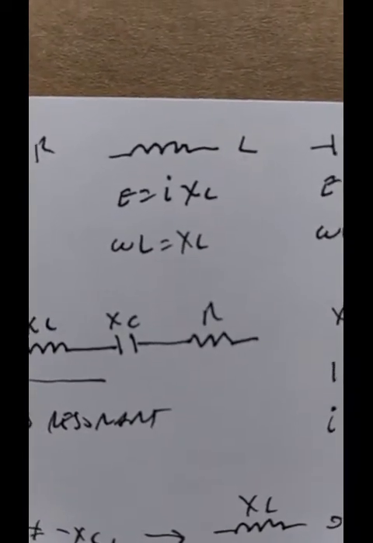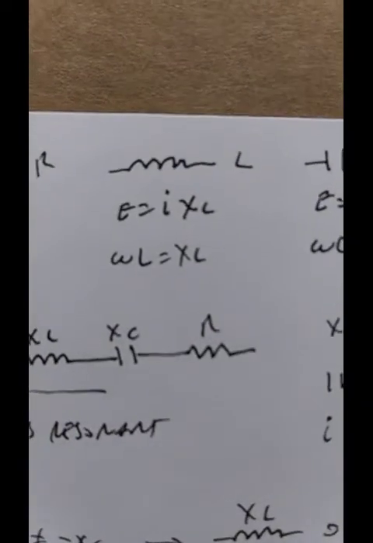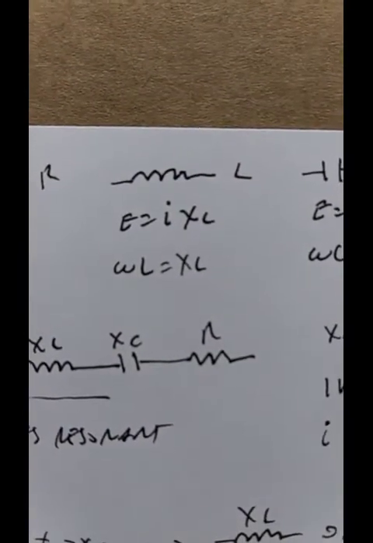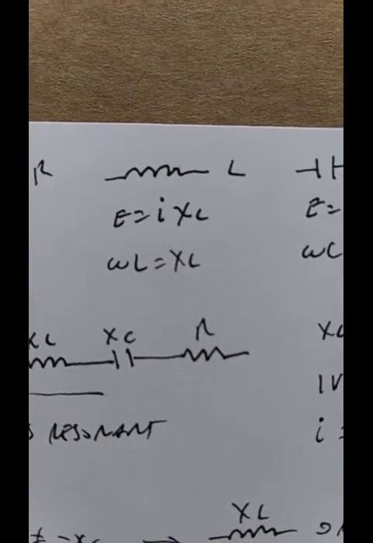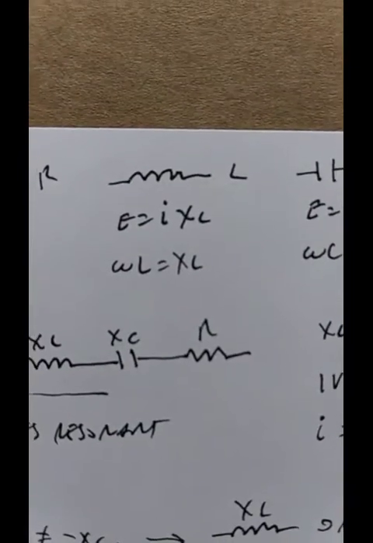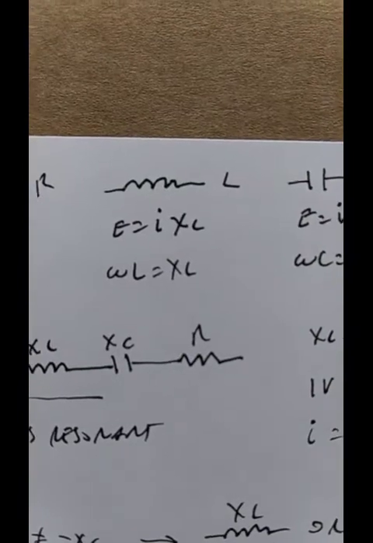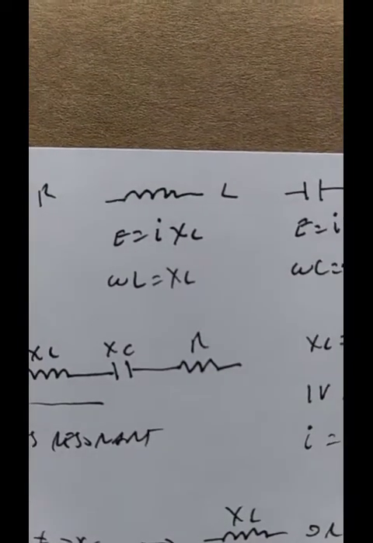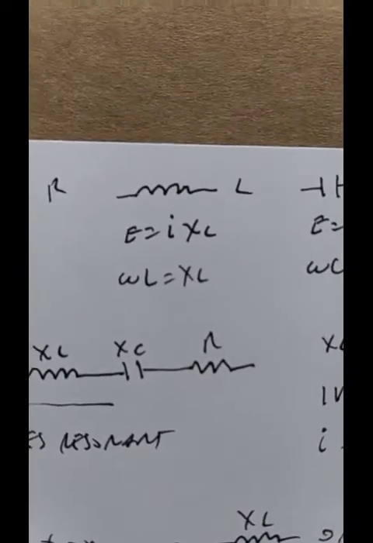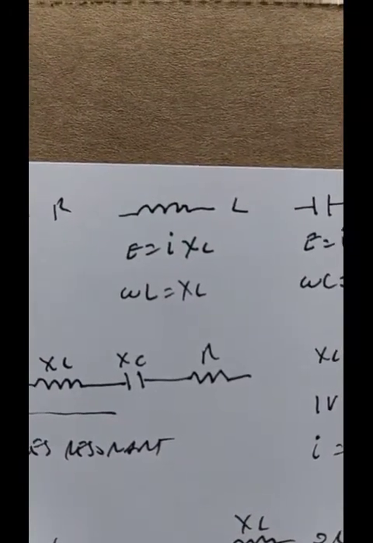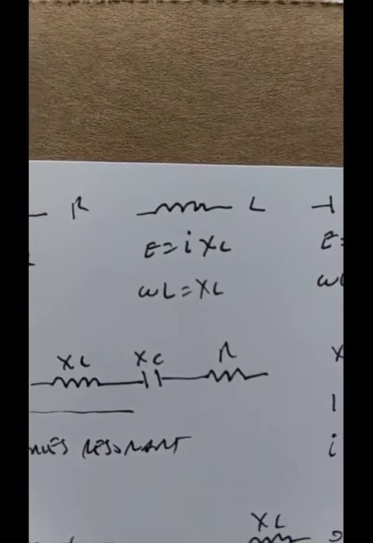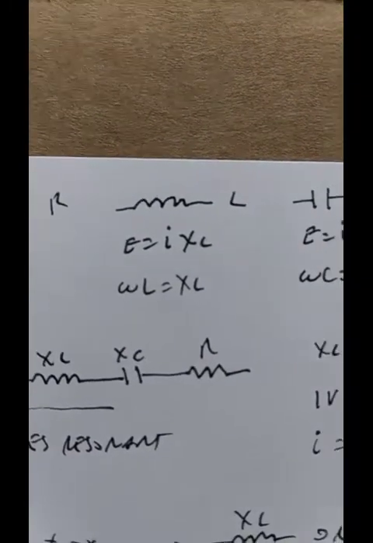Inductor. Voltage E is I, current, times X of L, inductive reactance. Omega L, or 2 pi F, which is radial velocity times the inductance, is the inductive reactance. Inductors store energy in fields, doesn't dissipate it. The inductor function is linear. Omega L is linear.